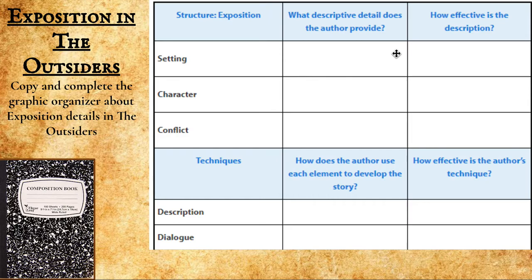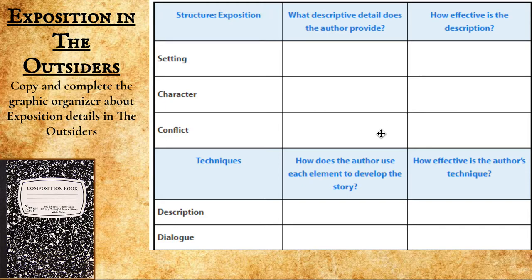If you did that imagery work a few days ago for setting, you should pretty much be able to just take your work from a few pages ago and put it right here, because that imagery work is describing the setting. Same thing goes for the imagery that we worked on about Ponyboy describing himself or Ponyboy describing his brothers. That can go right there in the character box. And for conflict, you can write what we discussed earlier in the week about the stabbing, about Johnny getting cut, or any of the other events.